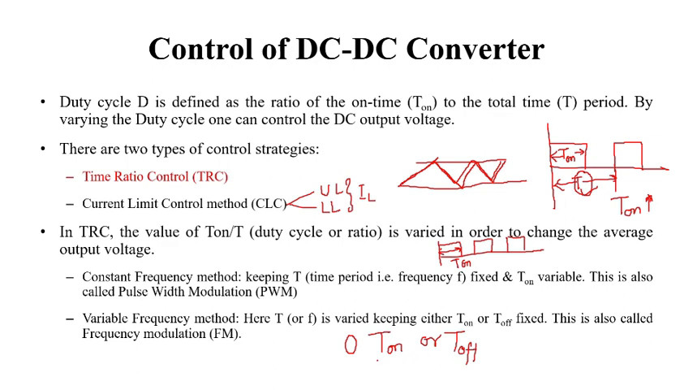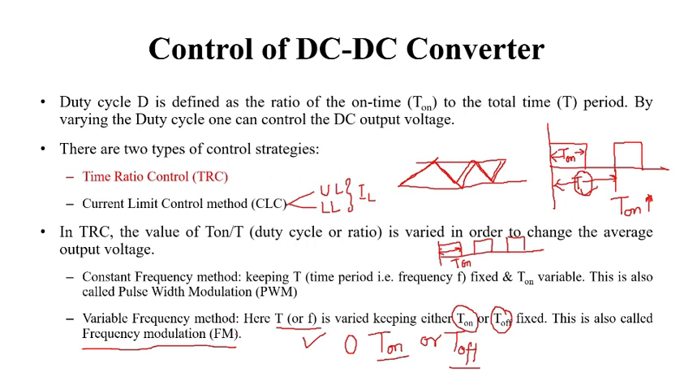Either I am fixing T on or I am going to fix T off. Any one of these two quantities, T on or T off, is fixed, but I am varying the T or F. Because here the frequency is variable, this method is also called frequency modulation, in short FM.